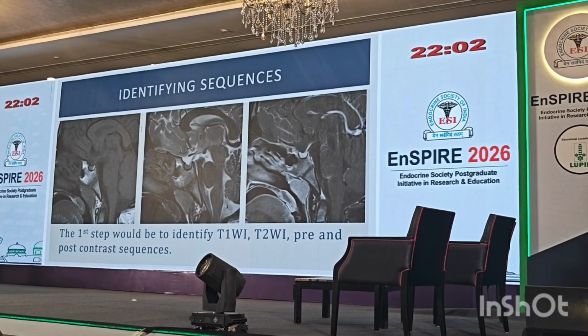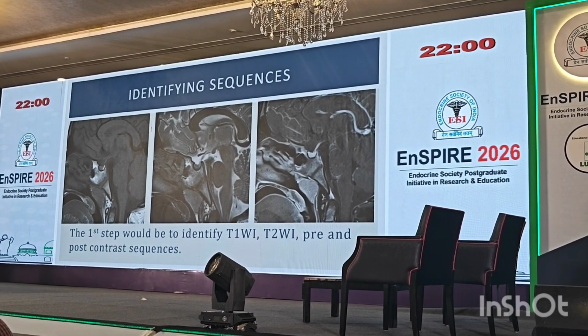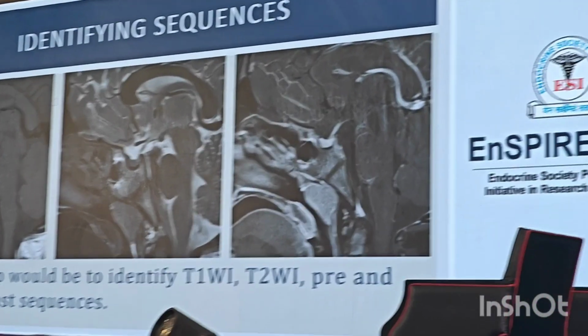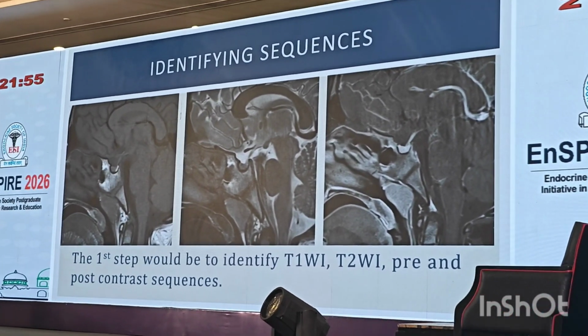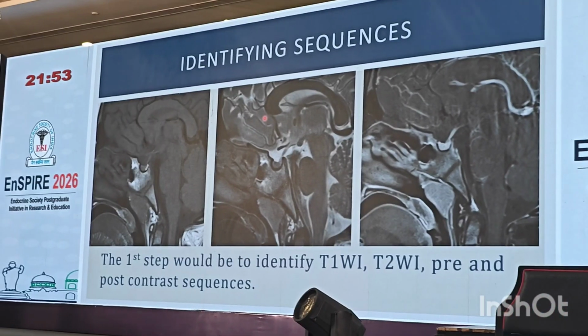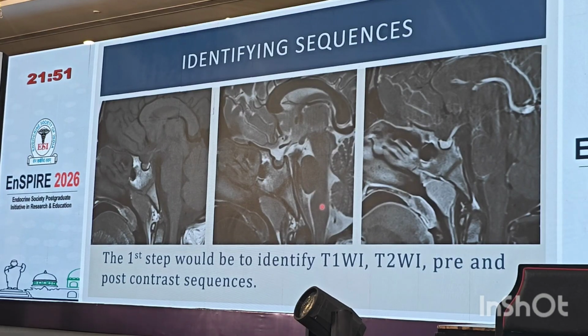Clinicians, the most important thing which people keep asking is, which is the T1? How do I identify the T1? How do I identify the T2? So that is simply done by looking at the fluid, right? All fluid is bright on T2 weighted sequences.